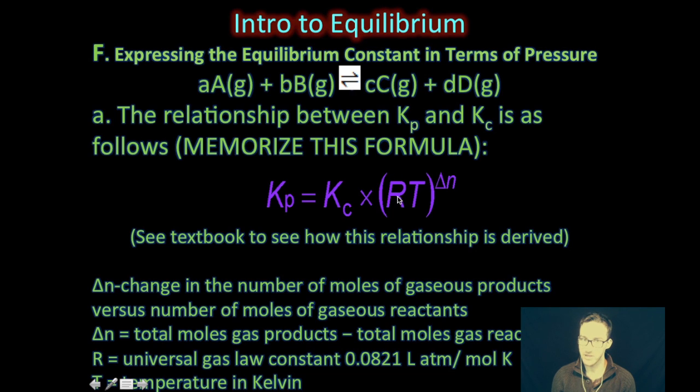Again, keep in mind we're going to be using the 0.0821 R value because we're talking about gases here, and that is going to be for gases with pressures in atmospheres, temperature in Kelvin, and then delta n is going to be our change in number of moles.